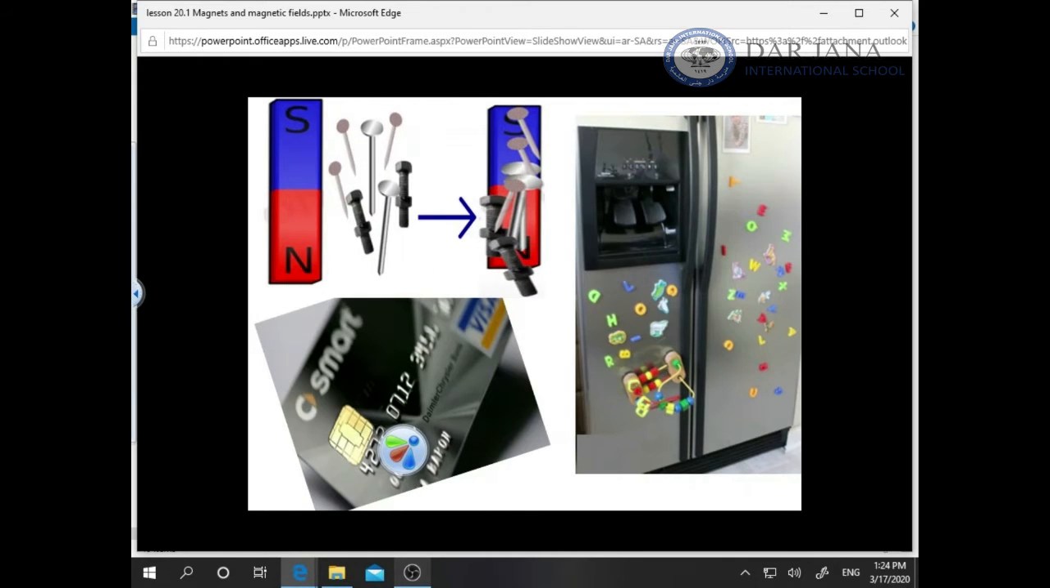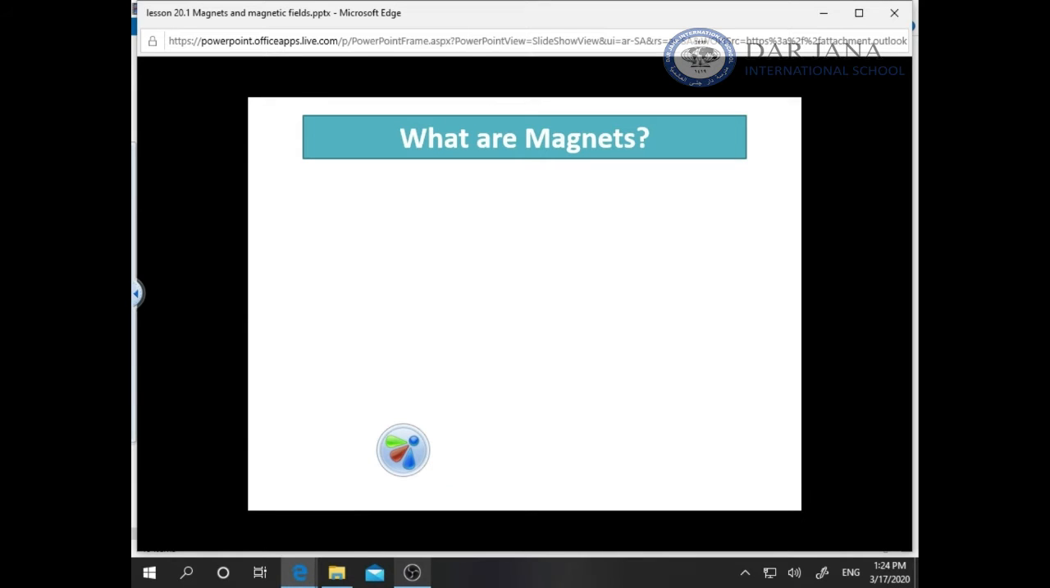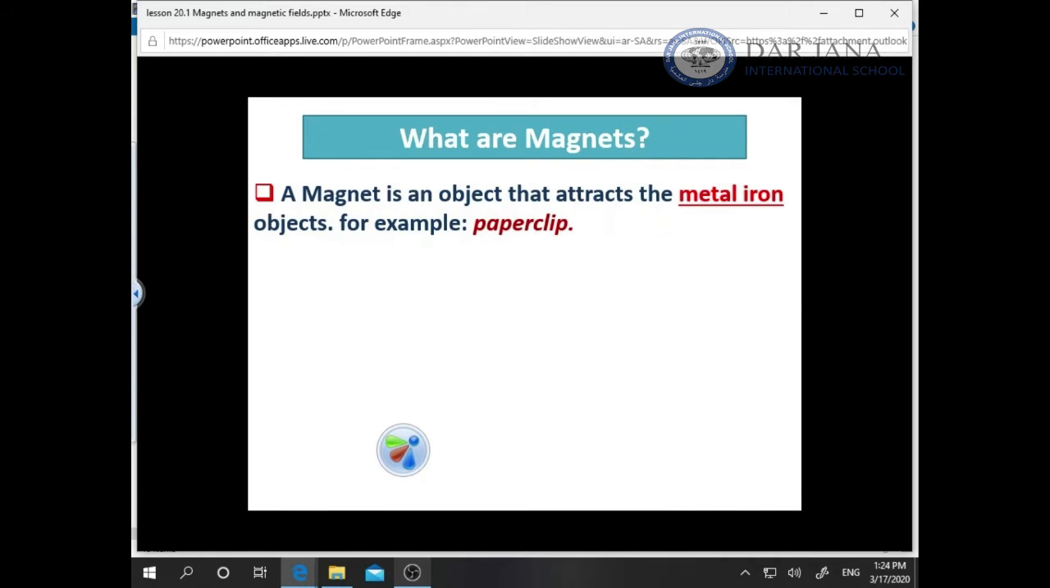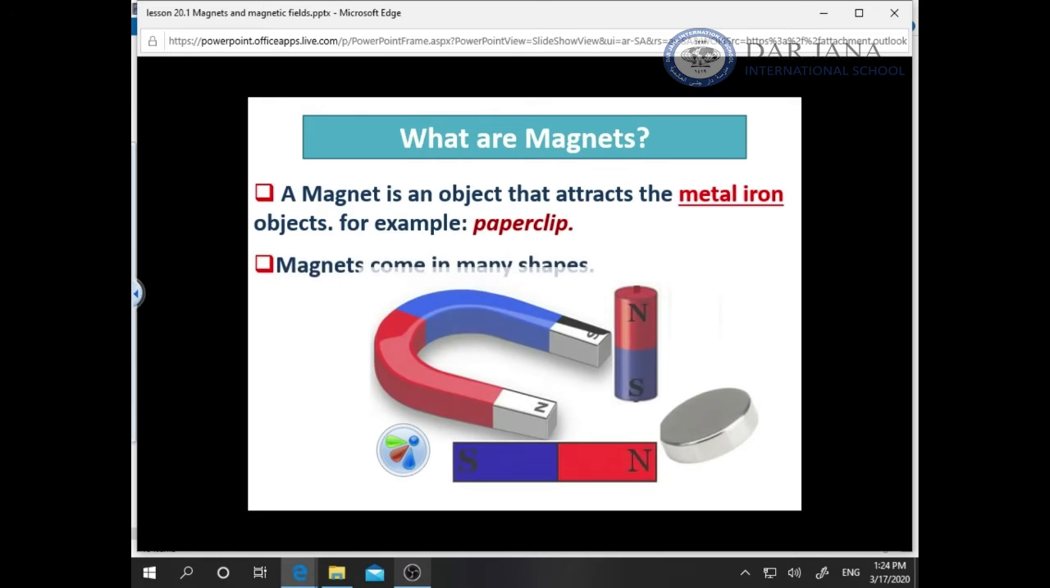Today we are going to start our new lesson, lesson 20.1, magnets and magnetic fields. In this lesson we are going to study magnetic poles, magnetic force and ferromagnetic materials. So let's start. What are magnets?